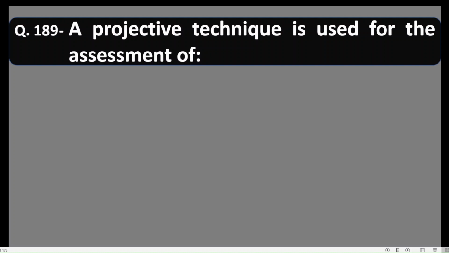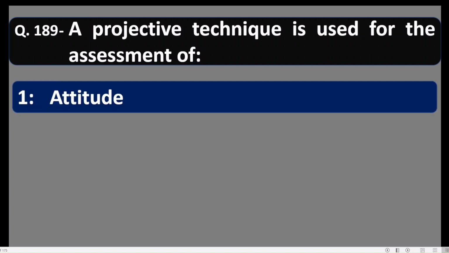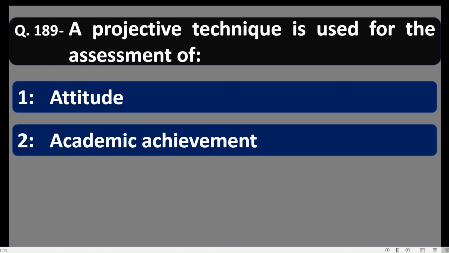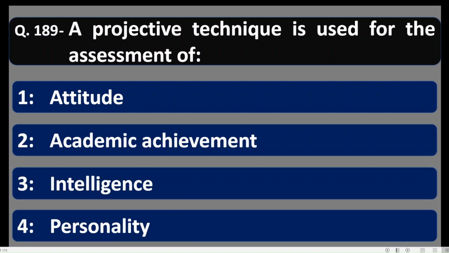189 question. A projective technique is used for the assessment of attitude, academic achievement, intelligence, personality. A very simple question it is. Projective technique is used for the assessment of personality. Option number 4 is correct.